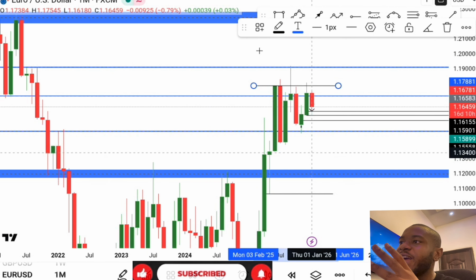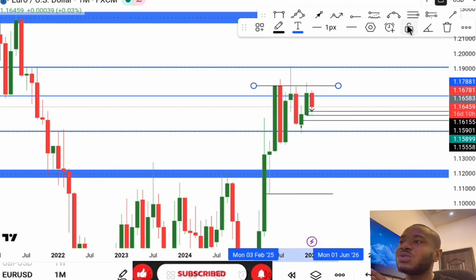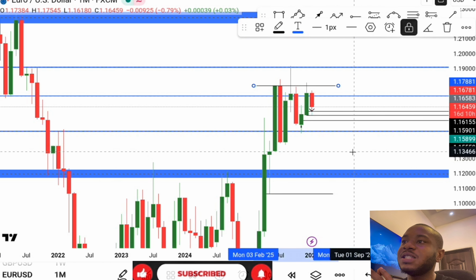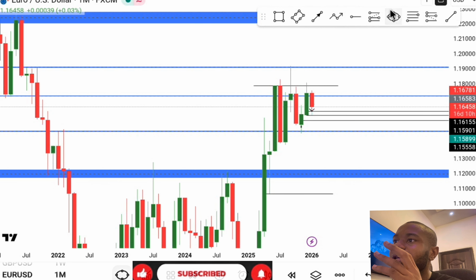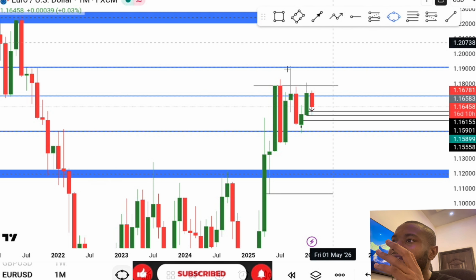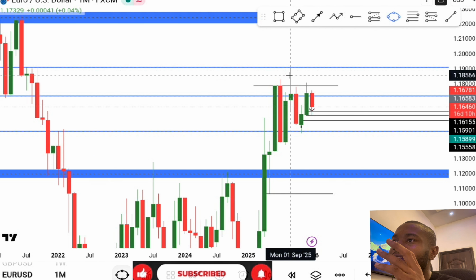Now I've seen the structure that Euro USD is resisting from this resistance point here. So what will I be anticipating if I see this resistance point? I'll be anticipating a very strong bearish momentum in the lower time frame. And secondly, when you check this, for me this is signifying a very strong head and shoulder pattern.